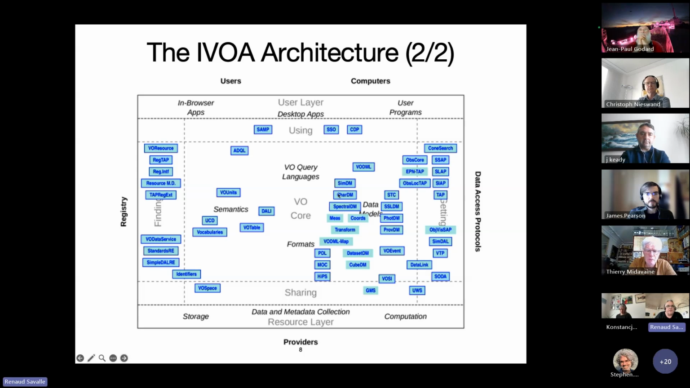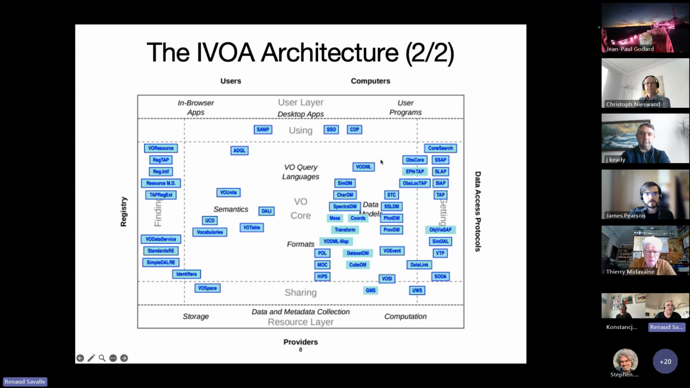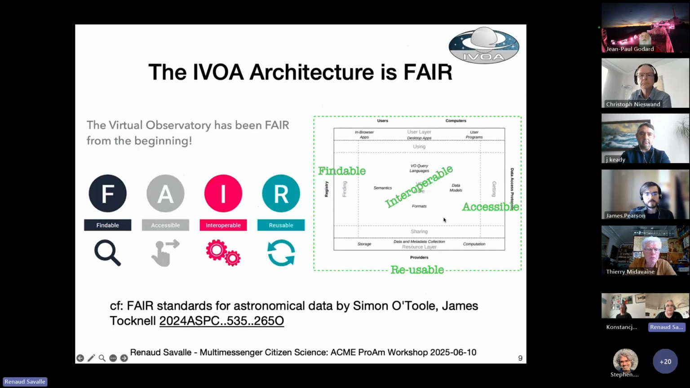So this architecture is FAIR. In fact, the virtual observatory has been FAIR from the beginning. So if you look at this diagram I showed there, you see on the left finding, using, and you see sharing, you see getting. And this was designed before publication of the FAIR principles by Wilkinson and Dumontier in 2016. We have the findable, the interoperable, the accessible principles, and all this is reusable.